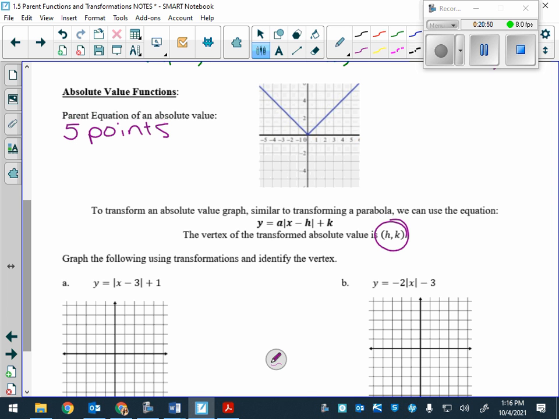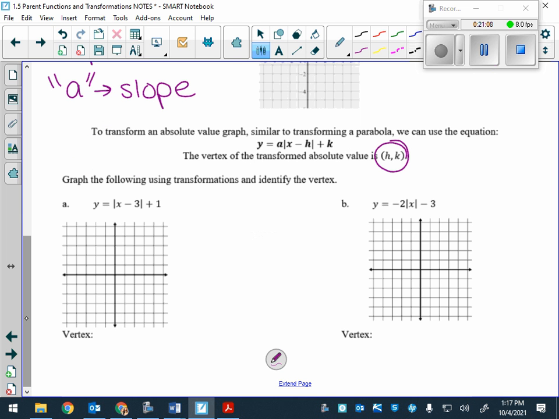One thing with absolute value, the A can be used for slope. The A can be used for slope, only for absolute value. So we're going to jump right into absolute value without distinguishing A, H, and K. We might mention what the slope is, but looking at A right now, absolute value of x minus 3 plus 1. What is my vertex? Danielle? 3, 1, because it's still HK.